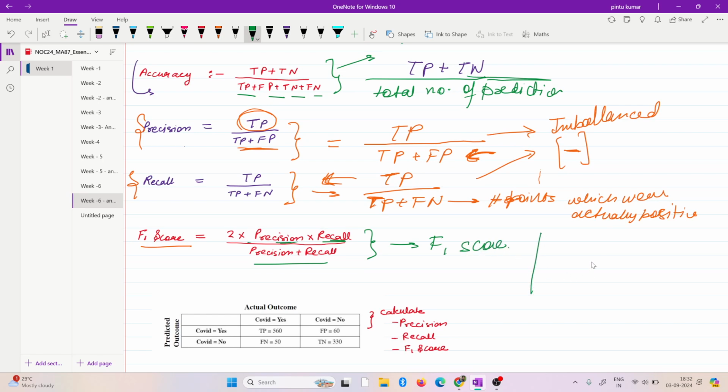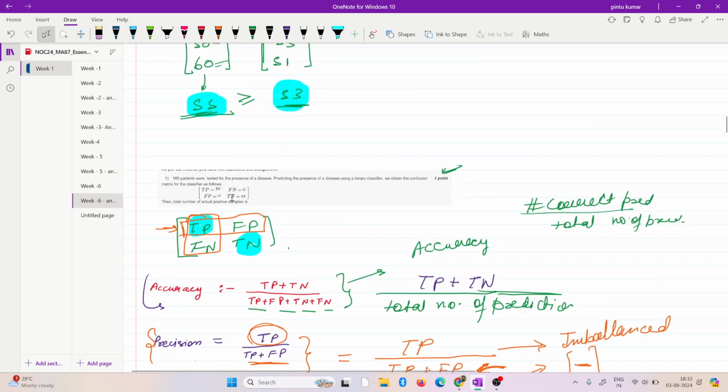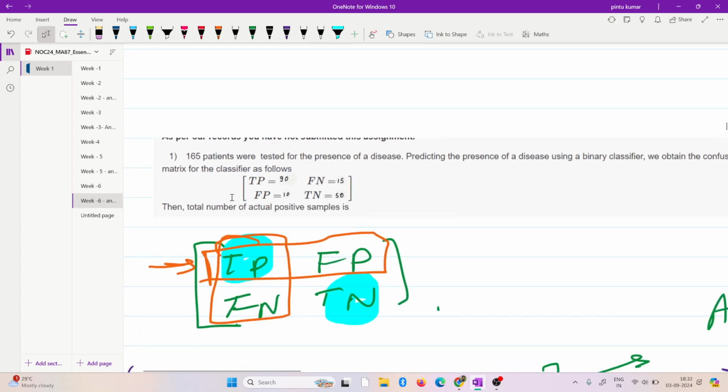If you look at the two most common classification metrics being used these days, the first one is accuracy. If you know that your data set is balanced, then you should go for accuracy. And the second one is F1 score. If you know that your data set is imbalanced, then you should go for F1 score. Okay. Let's look at this example that I had.